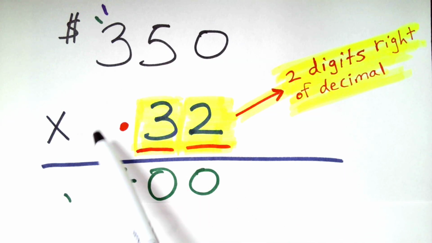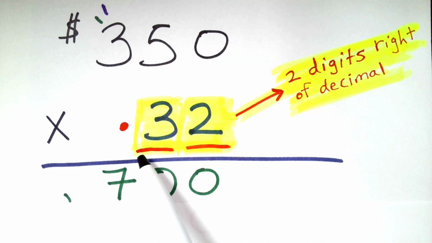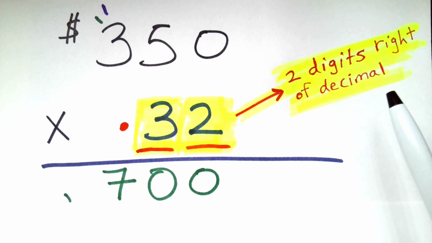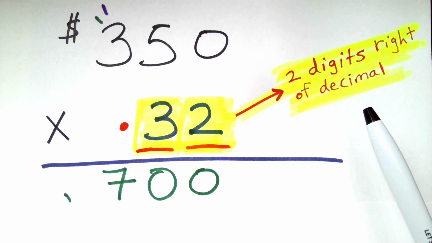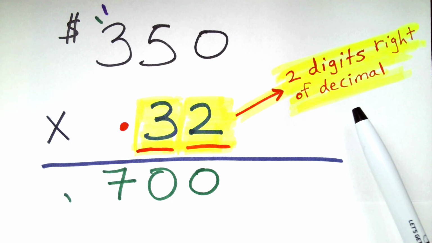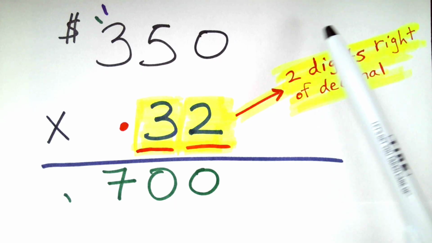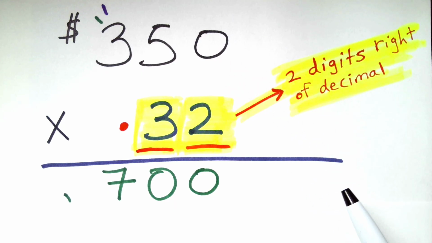So take a notice here. To the right of the decimal, you have 1, 2 digits to the right of the decimal. You need to keep that in mind. You need to remember, because when you go to finalize this answer, this product, right? Product's the answer to a multiplication problem. You're going to have to move that decimal in an opposite direction 2 times, right? For this example, 2 times. So keep that in mind. There's 2 digits to the right of that decimal, all right?